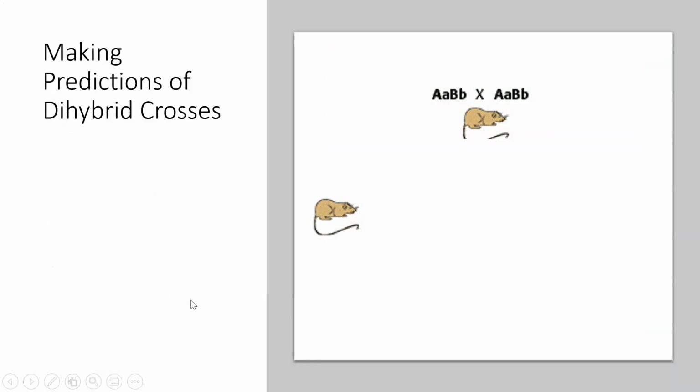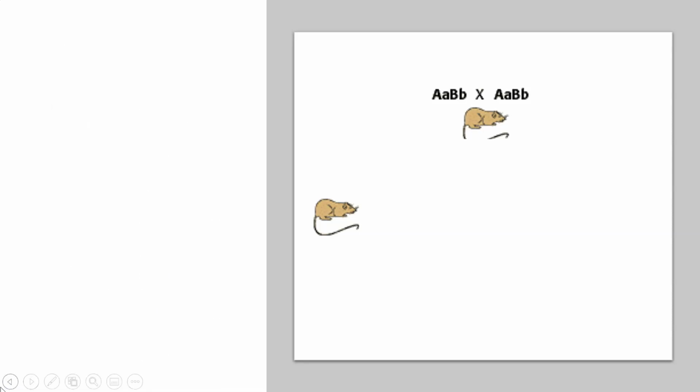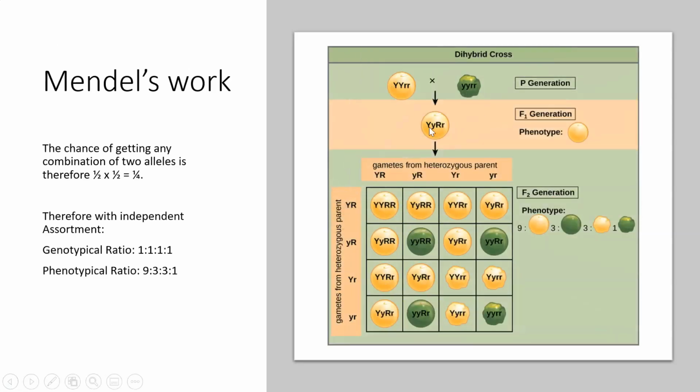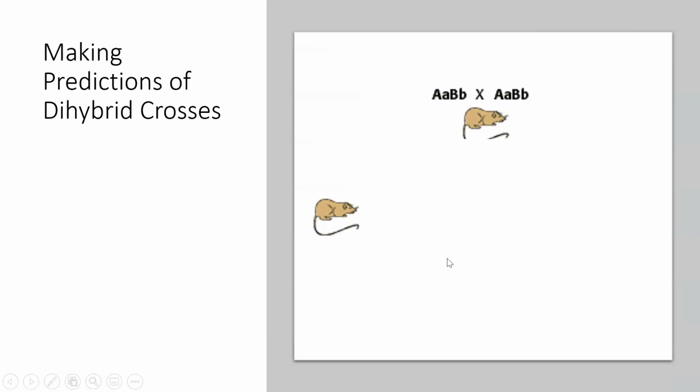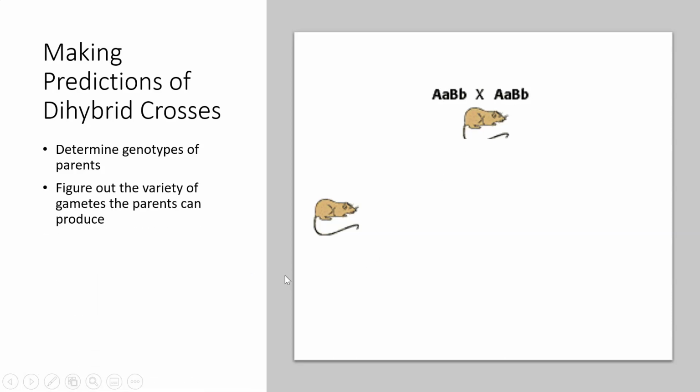Alrighty, so how do we make predictions about our dihybrid crosses? If you are looking at heterozygous crosses, it does obviously depend on the genotype of the F1 that you're crossing, or if you're doing a parent generation of that cross, it depends on the genotype. But how do we actually make the predictions using our Punnett square? First of all, we need to work out the genotypes of the parents. In this case, we again have 2 heterozygous parents. You need to figure out the variety of gametes that can then come from those parents.